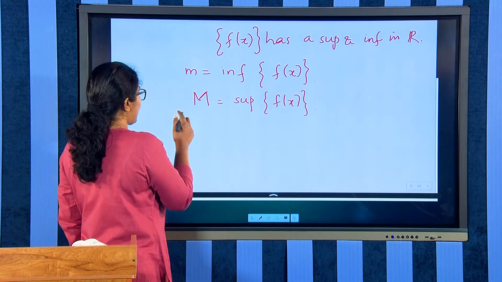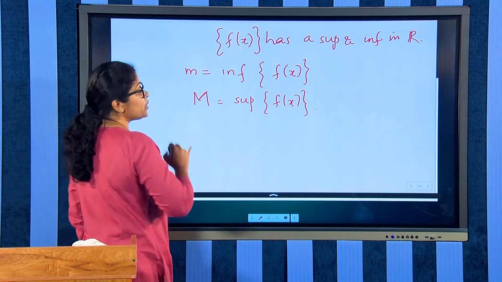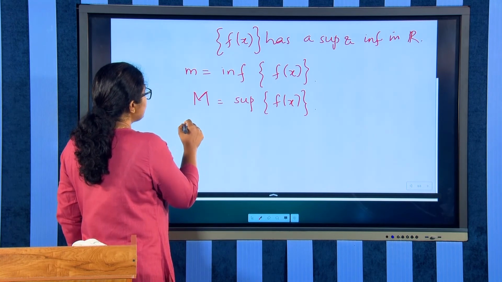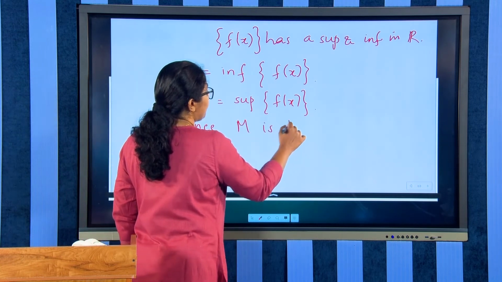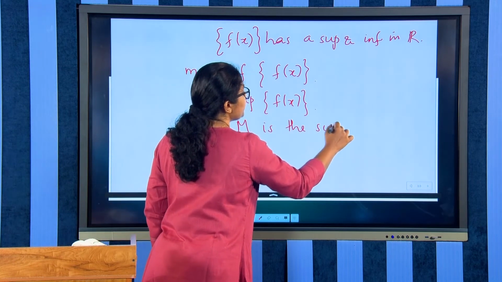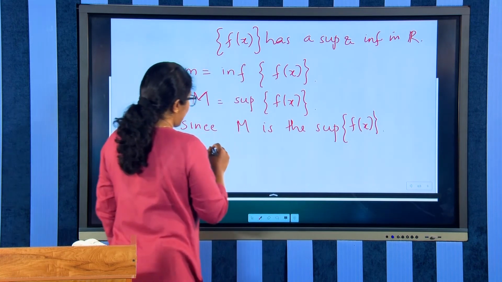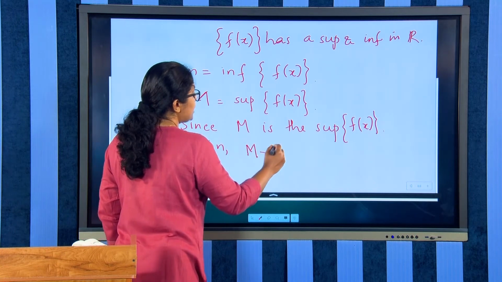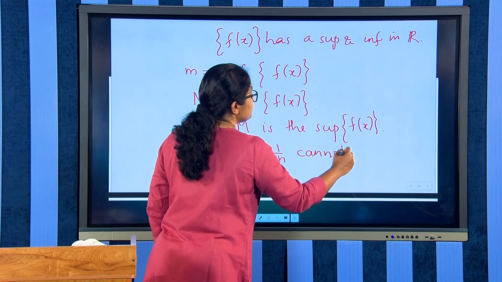So we will start with the supremum of f of x. Since capital M is the supremum of f of x, for every n, capital M minus 1 by n cannot be an upper bound.